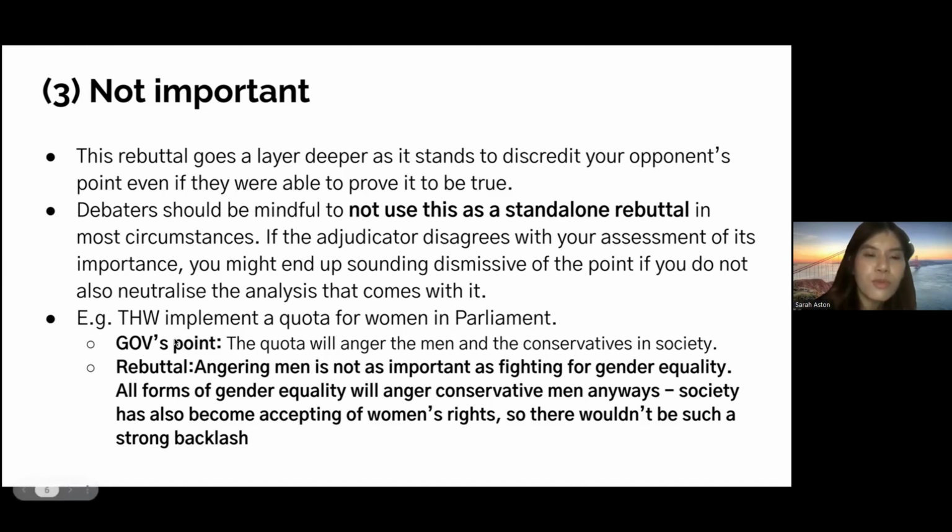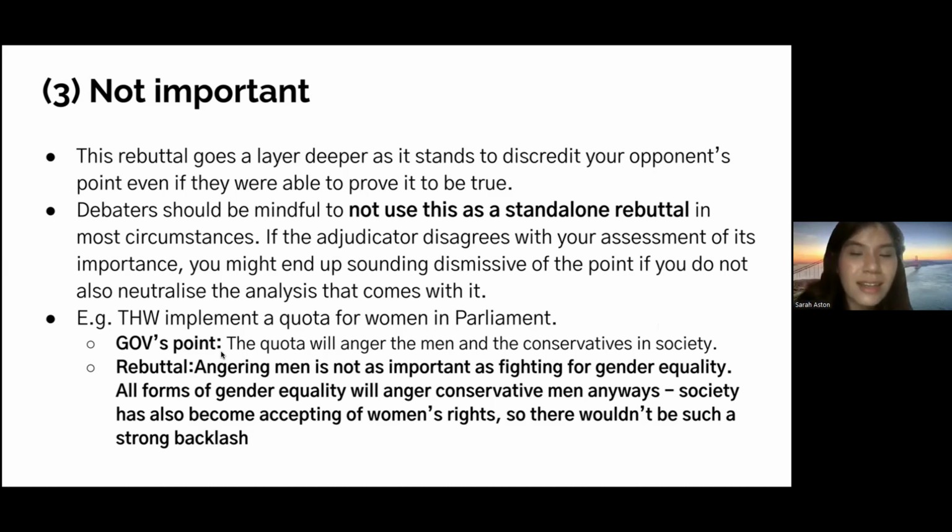So the same thing, if we were to look at the example, we're still using the same motion. Gov would probably say the quota will anger the men and the conservatives in society, right? So the rebuttal here is to talk about how angering men is not as important as fighting for gender equality, right? Because all forms of gender equality will anger the conservative men anyways. Society has also become accepting of women's rights, so there wouldn't be such a strong backlash.